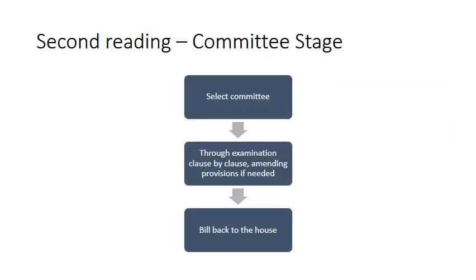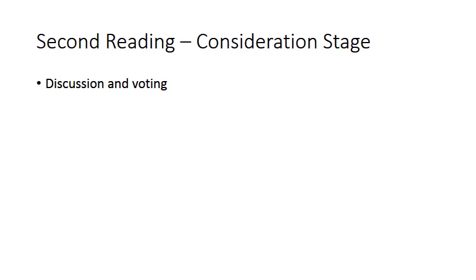The second substage is committee stage. Usually, the bill will be sent to select committee or joint committee. After thorough examination of the bill, the members will amend the provisions if needed. After examination and scrutiny, the bill will be reported back to the House. The last substage is consideration stage. In this stage, the provisions of the bill will be discussed clause by clause and voted upon separately. The members can also move amendments and if accepted, they will become part of the bill.